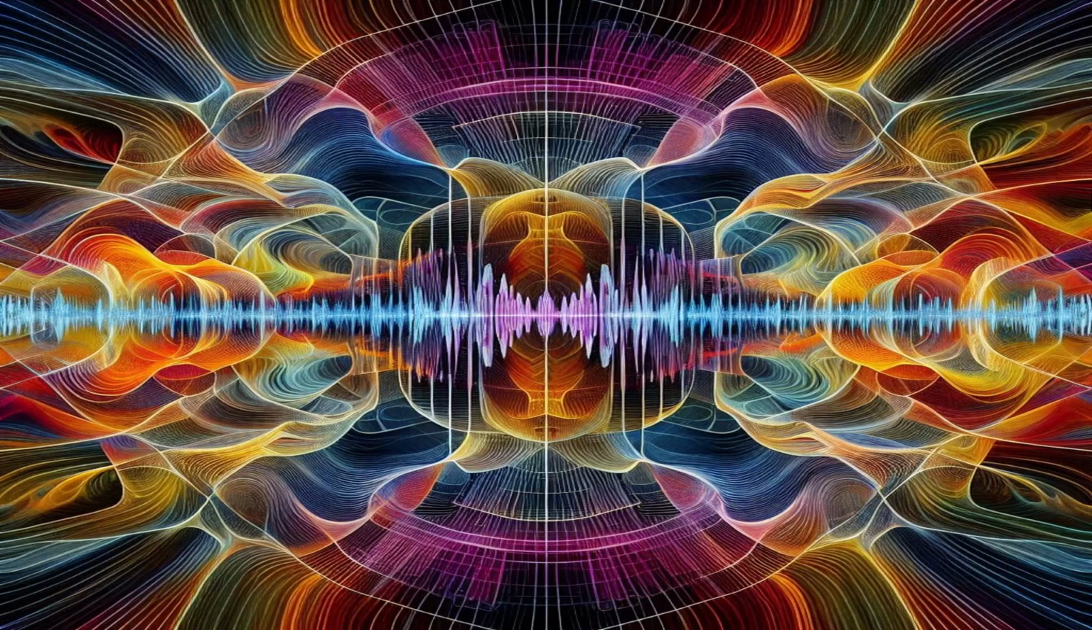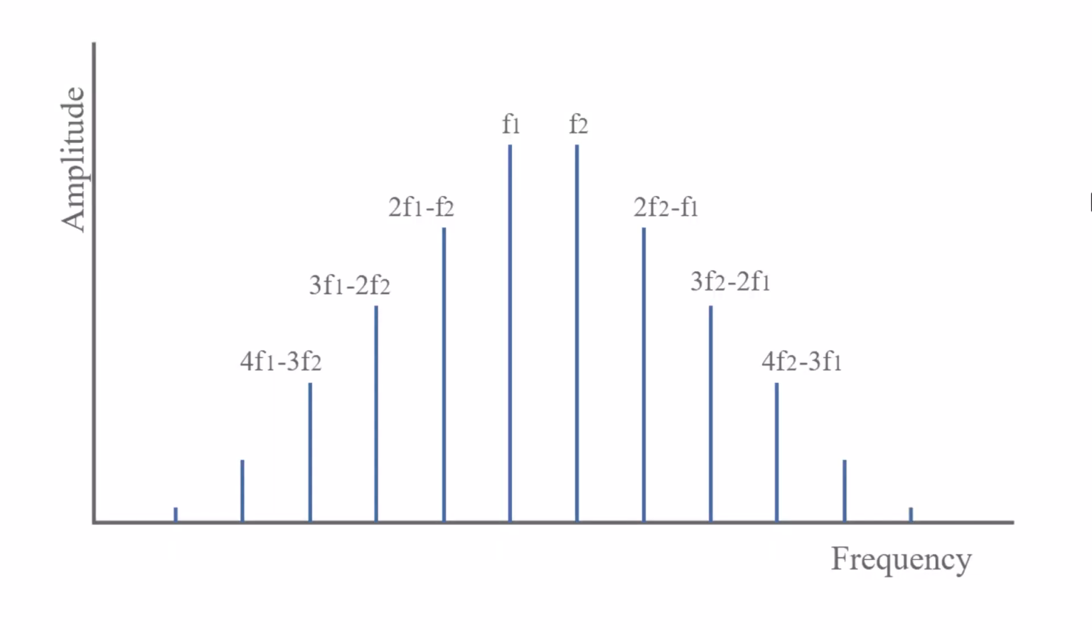The last question, which of the following is an odd order intermodulation product of frequencies F1 and F2? The answer choices are, A says 5 times F1 minus 3 times F2. But if you take 5 minus 3, the answer is 2. That's an even number, so it's an even order. Choice B says 3 times F1 minus F2. 3 minus 1 is also 2, so that's an even order. Choice C says 2 times frequency 1 minus frequency 2. 2 minus 1 is 1. That's an odd order. So the answer is C.